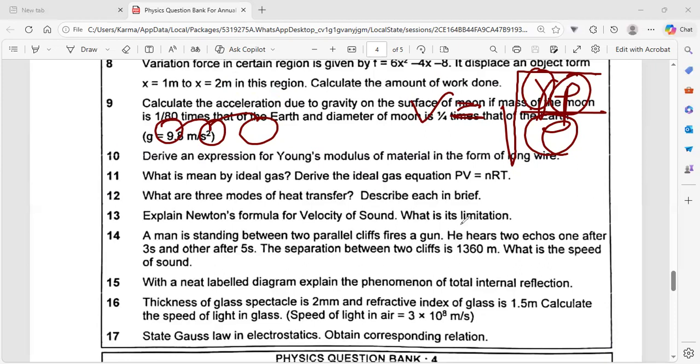State its limitation. The transfer of sound has been considered an adiabatic process, so there won't be any exchange of heat from the medium to the surroundings. That was the basic assumption made in the case of sound propagating through air. But I don't think that is perfectly correct.